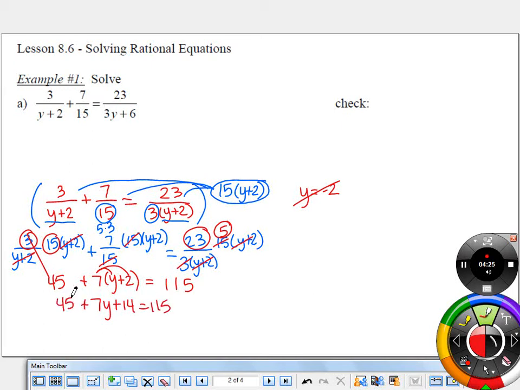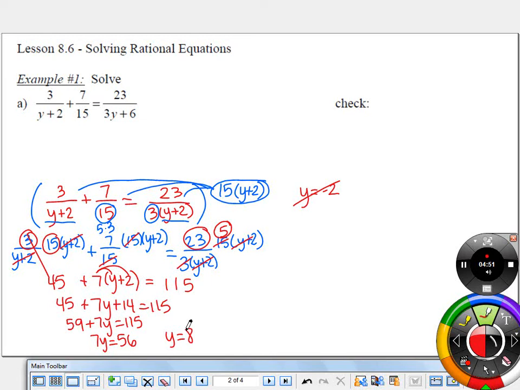Now we can finish solving this equation by distributing the 7, and then solving like we normally would. I'm going to combine the 45 plus the 14, giving me 59. Then I'm going to subtract 59 from both sides of the equation, giving me 56. And I'm going to divide both sides by 7, giving me that y is equal to 8. Okay. Before I declare that my solution, I want to check.